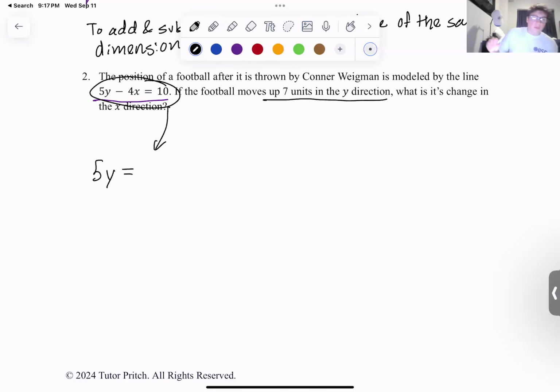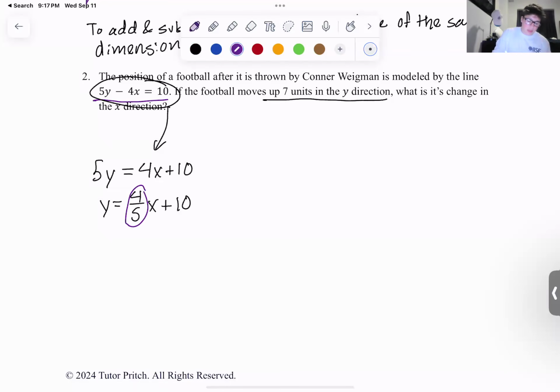I'm going to bring 4x to the other side. So 5y equals 4x plus 10. Then I'm going to divide both sides by 5. So y equals 4 over 5x plus 10 over 5. Now in this form, I can see that my slope is 4 over 5.